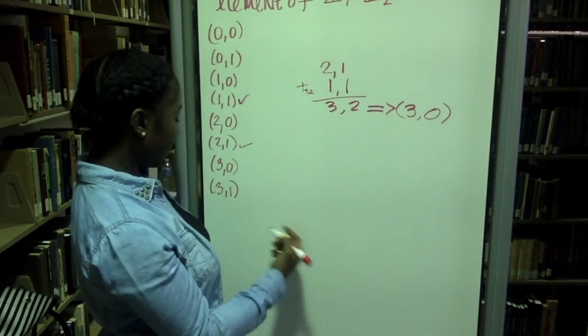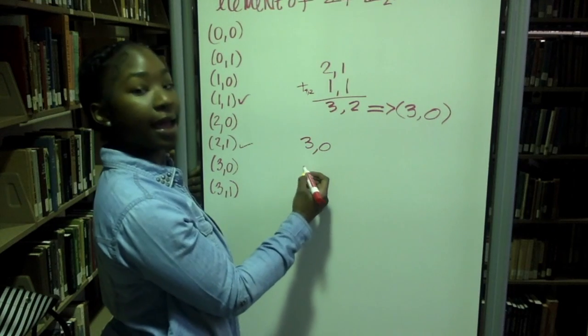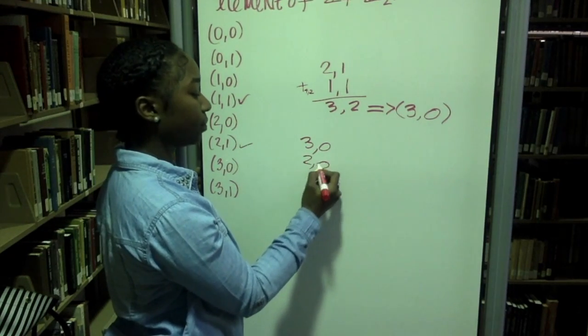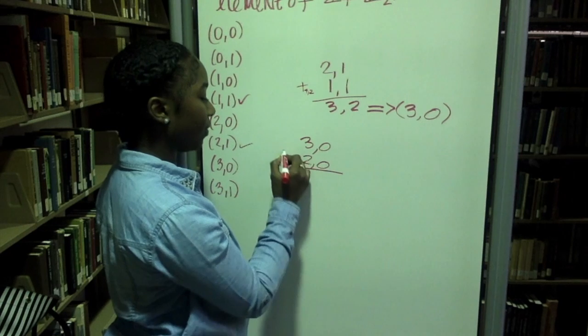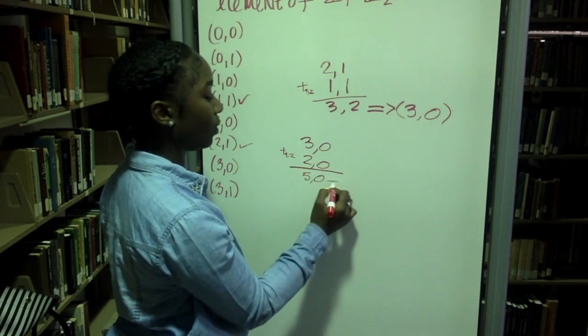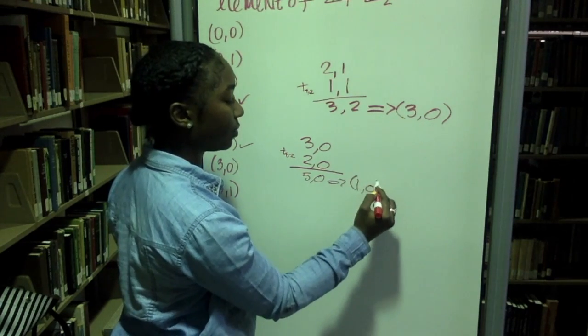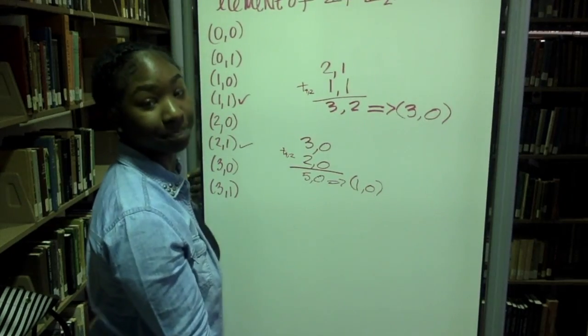Another example could be I'll take (3, 0) and add (2, 0), and that'll give me, under modulo addition, (5, 0), which is equivalent to (1, 0) in our factor group.